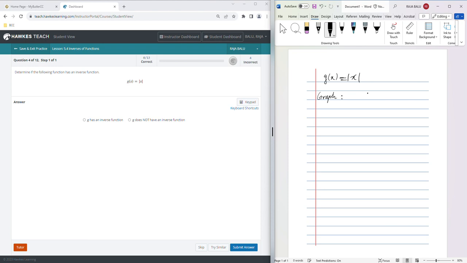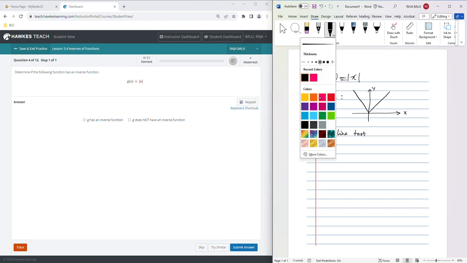So graph of absolute value of x, we know by now, we are quite familiar about it. So this would be the x-axis, this is the y-axis, very quick, and here is your absolute value function, the v-shaped function basically. So after doing the graph of the function, we do this so-called horizontal line test. So the horizontal line test is essentially choose a horizontal line.